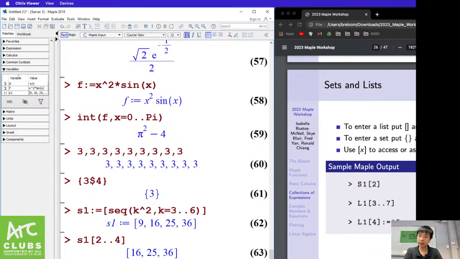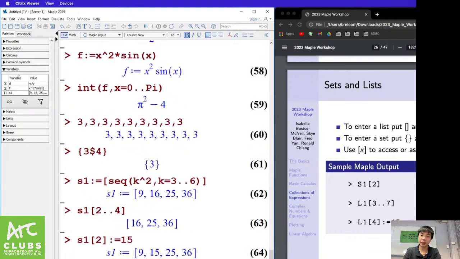Now we can also get maybe the second element, and we can use colon equals to reassign a value, so let's say 15, and what that does is it replaces the second element with 15.